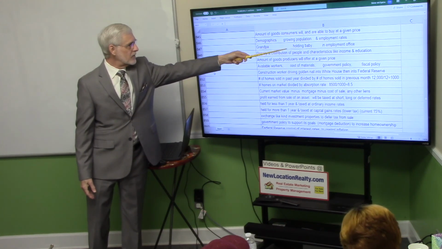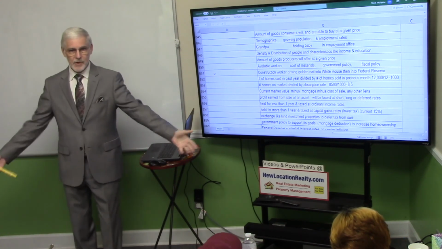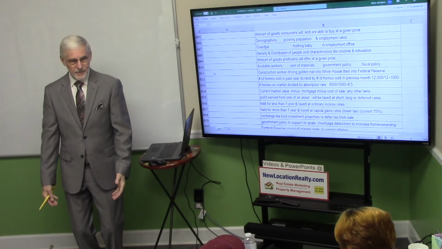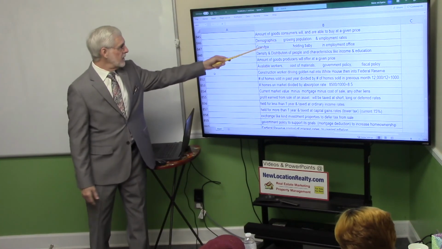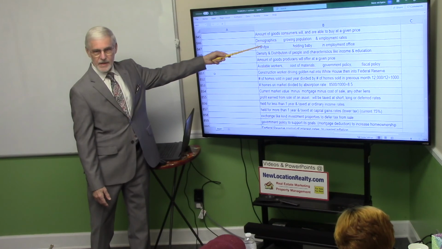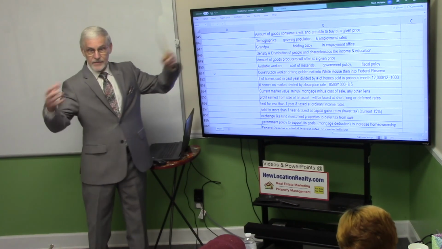And employment rates. They're in the employment office. We've got three people standing here holding hands. We got an old person. That is our demographics. That's how much money and resources and credit that they can buy with.